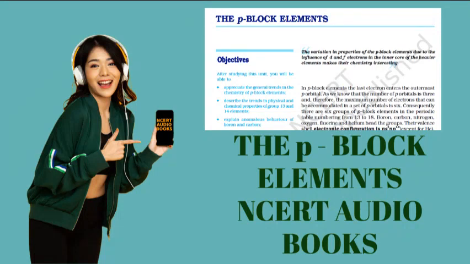A convenient laboratory method for the preparation of diborane involves the oxidation of sodium borohydride with iodine, that is 2NaBH4 plus I2 gives B2H6 plus 2NaI plus H2. Diborane is produced on an industrial scale by the reaction of BF3 plus sodium hydride. 2BF3 plus 6NaH at 450 Kelvin gives B2H6 plus 6NaF.